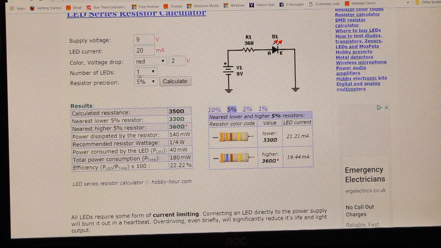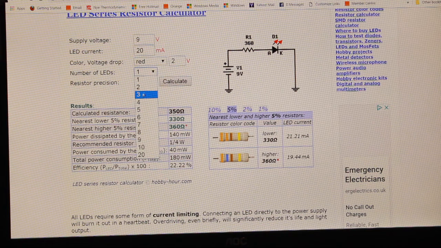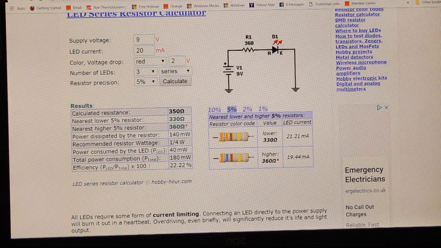And this one tells you all you want to know. All you have to do is put in your supply voltage, your LED current, and you don't even need to know the volt drop across the LED, providing it's on this list. If it isn't, you'll have to look it up, and it will automatically sort that out for you. The number of LEDs, which at the moment is 1, but if I make that 3, we can put them in series or in parallel, and press the magic button, and it gives you everything you need to know down there. So we'll try that, shall we?